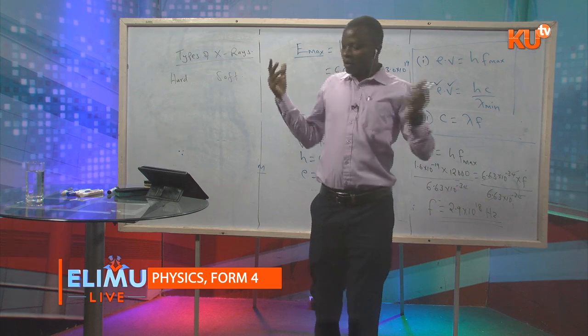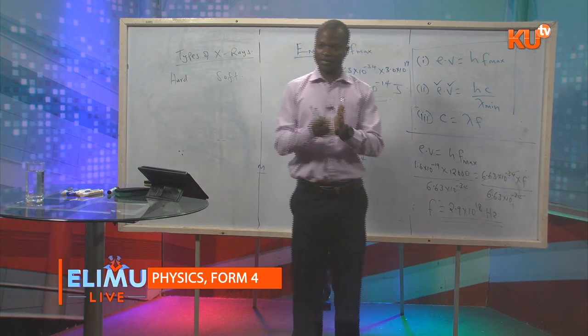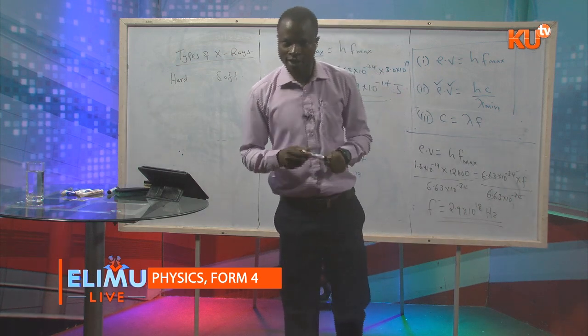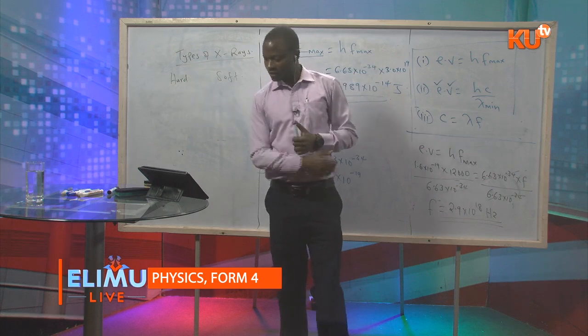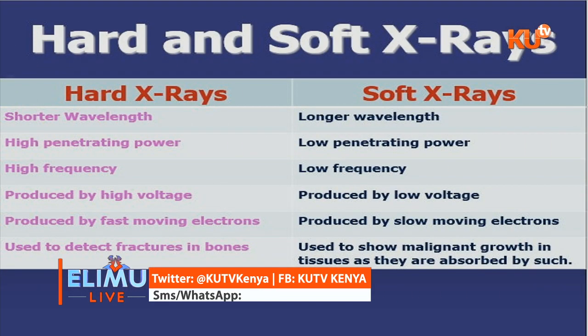So you may read more about it, but a common question will ask you to give us the differences between hard X-rays and soft X-rays. Looking at that table there, you see the first one, hard X-rays have a shorter wavelength, then the other one is directly opposite. These ones have a high penetrating power, a high frequency, produced by high voltage, produced by fast moving electrons, then used to detect fractures in bones.